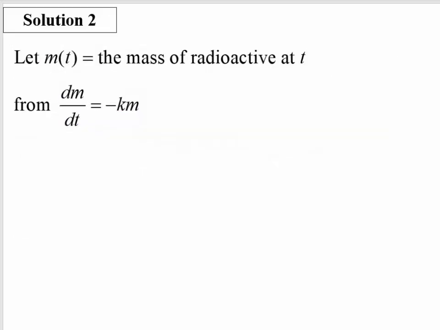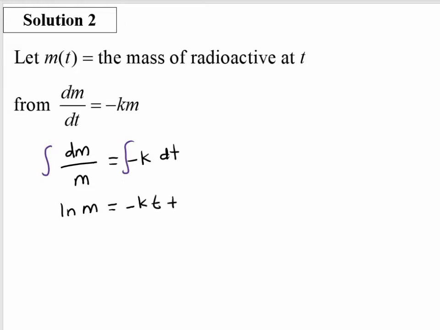So what we are going to do is we are going to separate the variables. So we have dm divided by m equals negative k dt. And then what I'm going to do is integrate both sides. So integrate 1 over m, the answer is ln m. Integrate negative k with respect to t, we are going to get negative kt plus c.